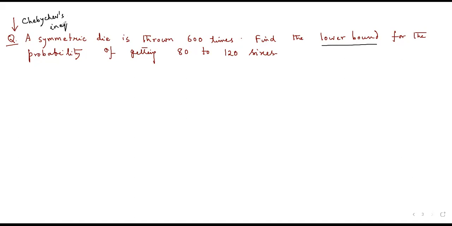Now, Chebychev's inequality is not the only inequality in probability theory. Other inequalities are also there. Say, for example, Markov inequality is there, and Jensen's inequality is there. Different types of inequalities are there, but these inequalities are beyond the scope of your syllabus, so I'm not discussing it.